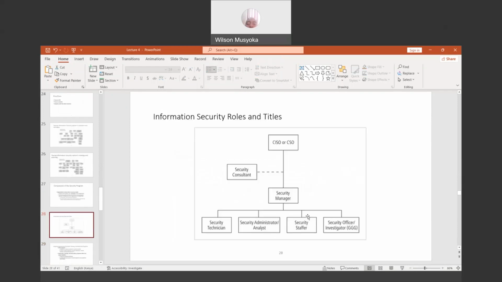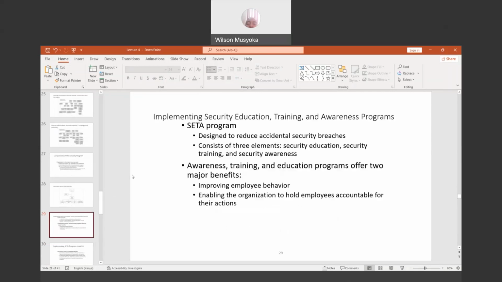And this is how it looks. There will be an external security consultant who works together with the committee that has been created, or the security manager who reports to the chief information security officer, or the chief security officer. So these are going to work and create a committee that is going to ensure that you come up with a very good policy. And these are the people we are talking about here. How do you implement security education, training, and awareness programs, or what we call the SETA program?